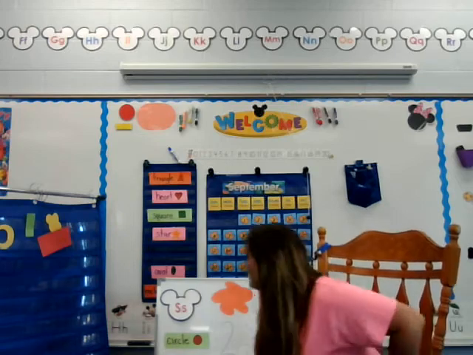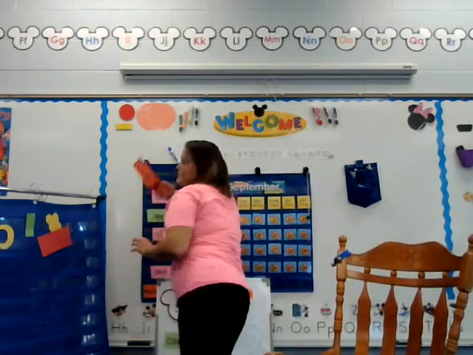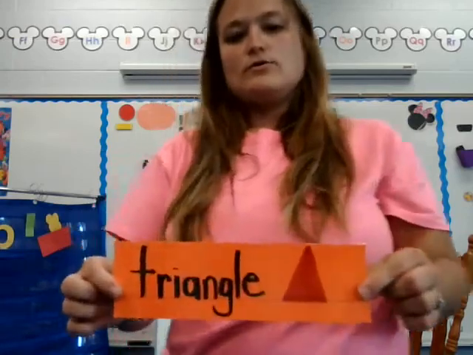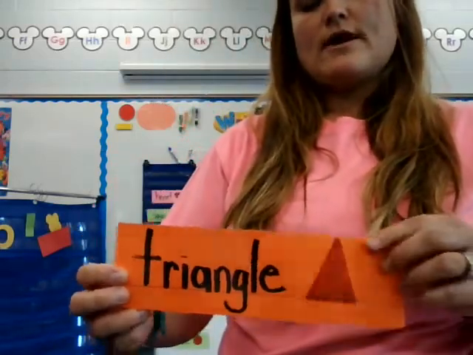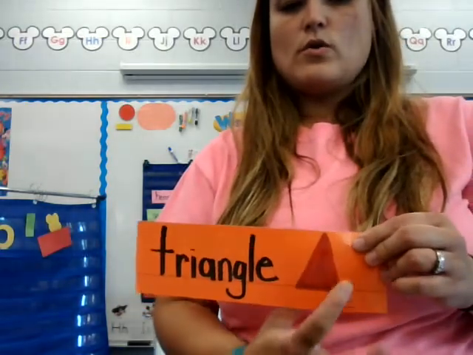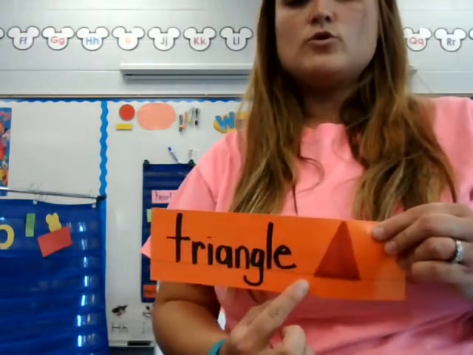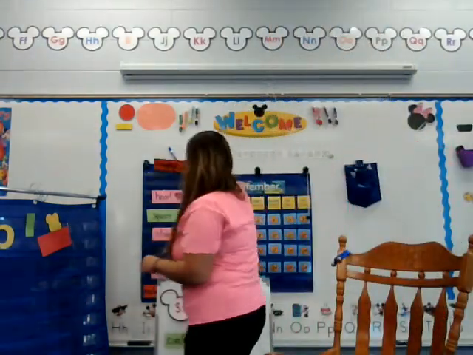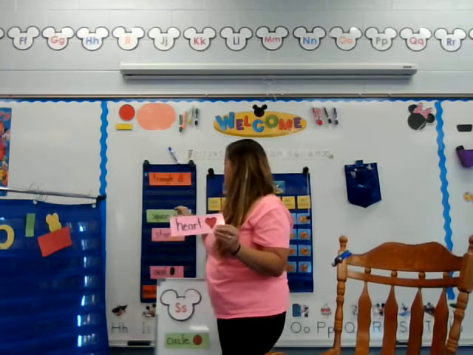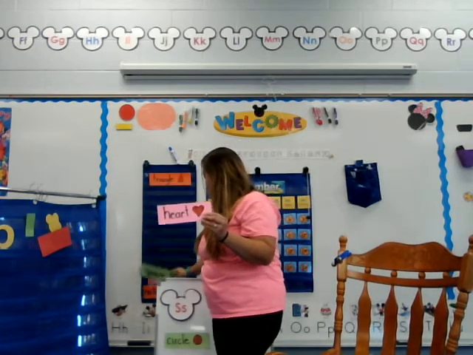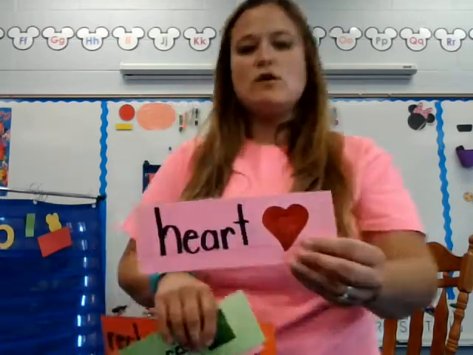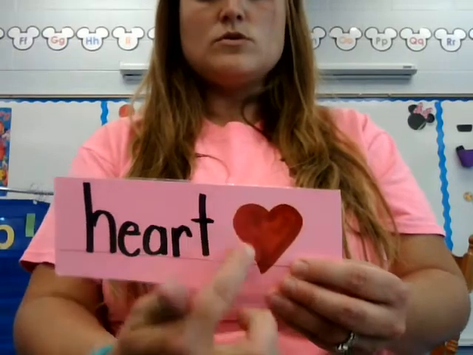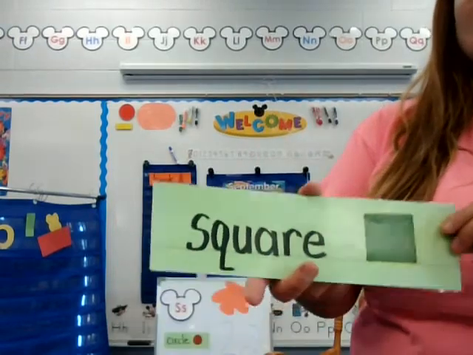Okay, boys and girls, we're going to look at all of our shapes. So up here on the board, I have a triangle. This is a triangle, and a triangle has 1, 2, 3 sides and 1, 2, 3 points, and that's a triangle. The next shape is a heart. Most of you knew what a heart was, but I'll show you one anyway. This is a heart. Swirl there, swirl there.